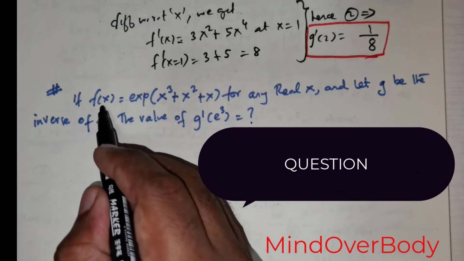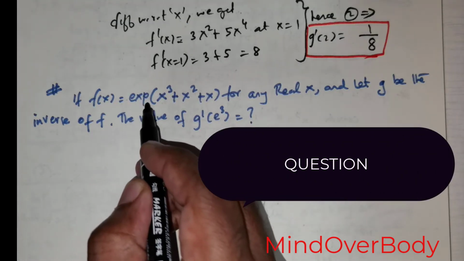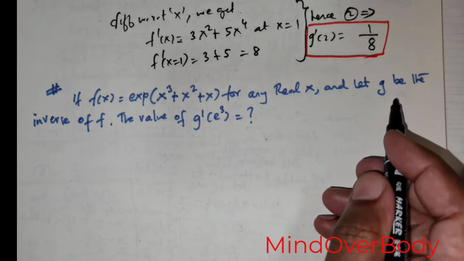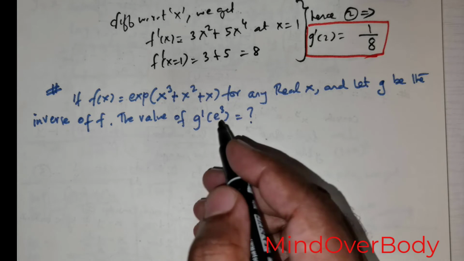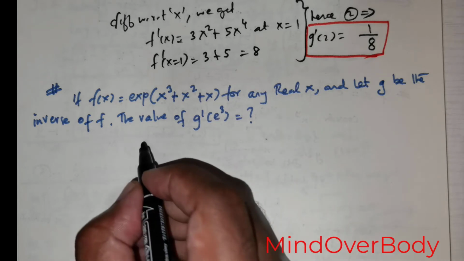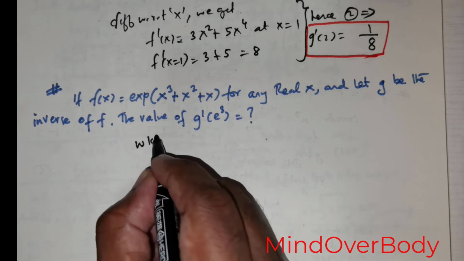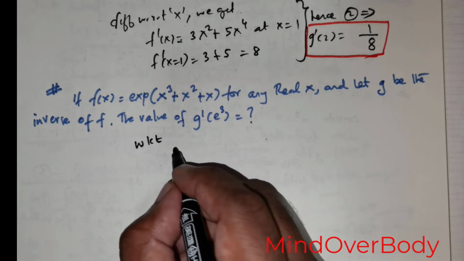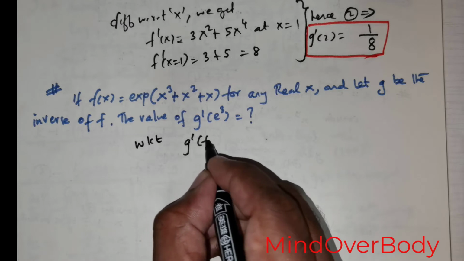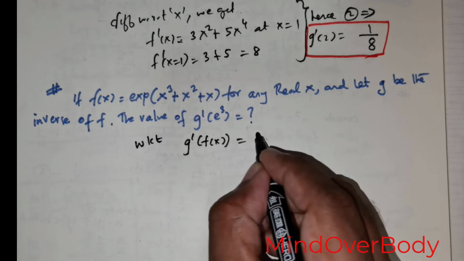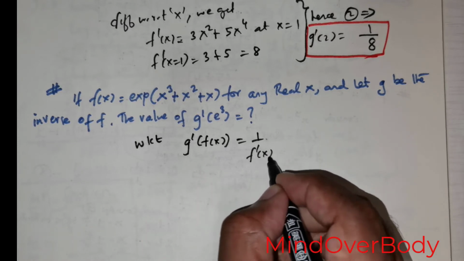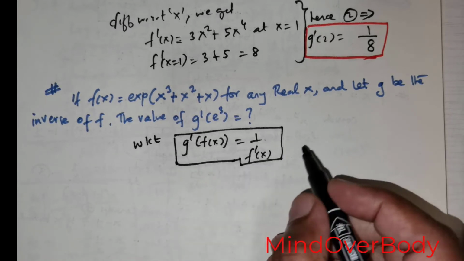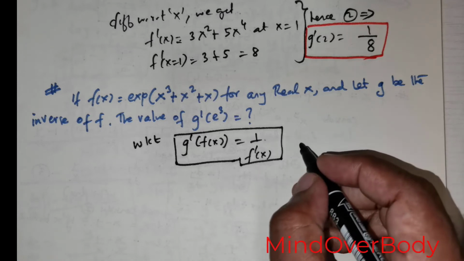Students, we are given this question: if f of x is equal to exp of x cubed plus x squared plus x for any real x and g be the inverse of f, we are expected to find g dash of e raised to the power of 3. So to solve this question, foremost we will use the relationship that connects g dash and f dash. So we know that g dash of f of x is equal to 1 over f dash of x. So this is the all important relationship that is needed to solve this question.